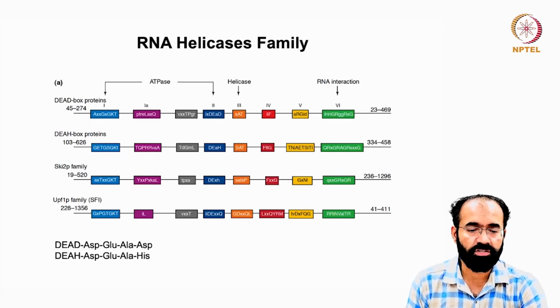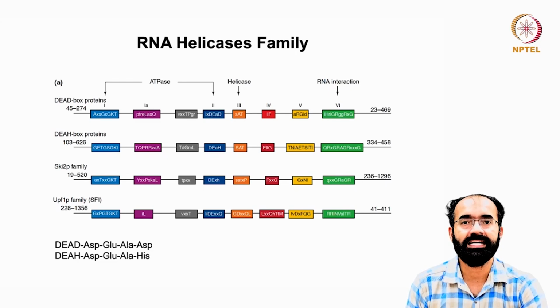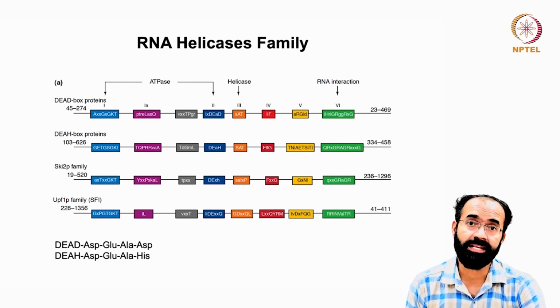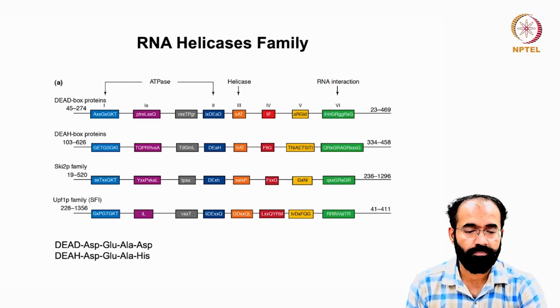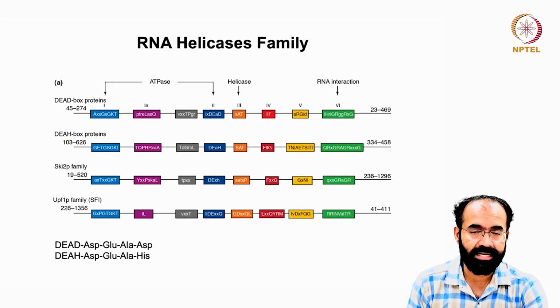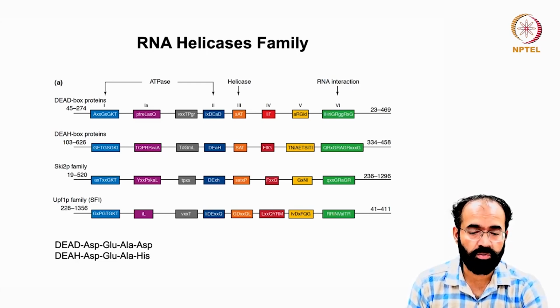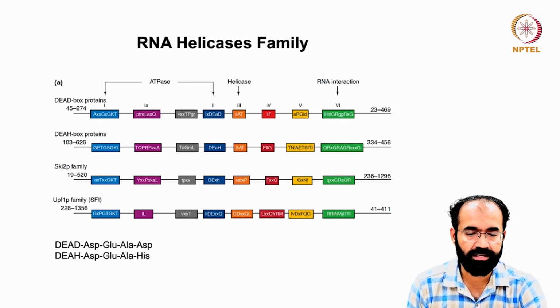Some of these boxes are highlighted in different colors, and you can see A, XX, G, X, G, K, T. These are all single letter codes, and X stands for any amino acid that can come there. This is called the DEAD box protein because they contain the DEAD domain. These are single letter codes for amino acids, you can see here D, E, A and D.